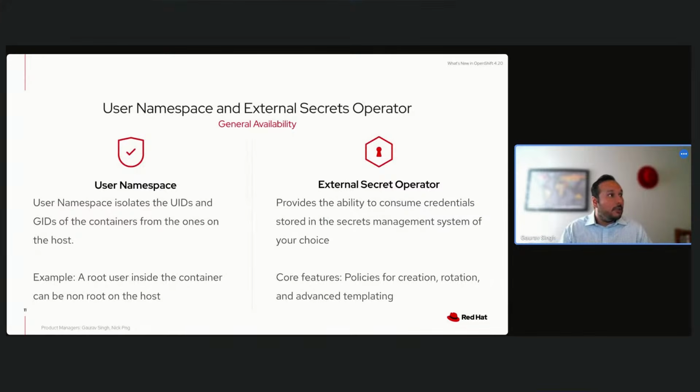Next slide, thank you. So user namespace. Now a user can have a different UID on the host and a different UID within the containers. External secrets: a user can have a credential store in an external secret provider and can bring that into OpenShift.